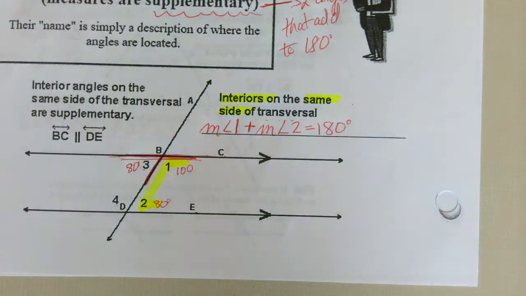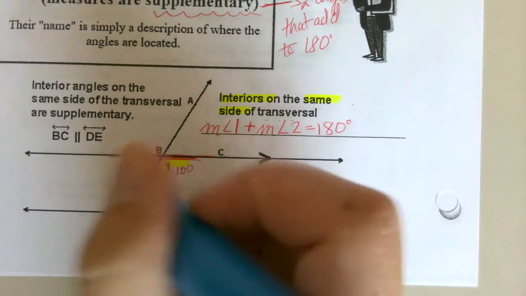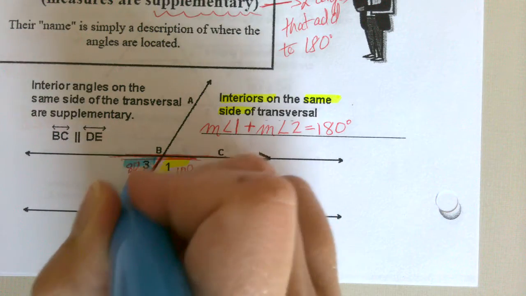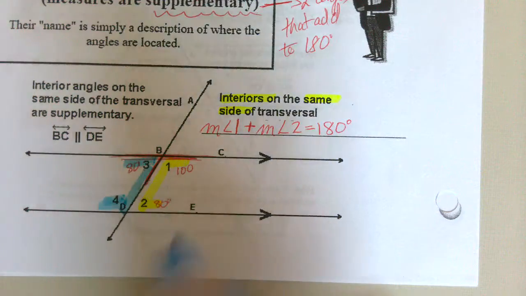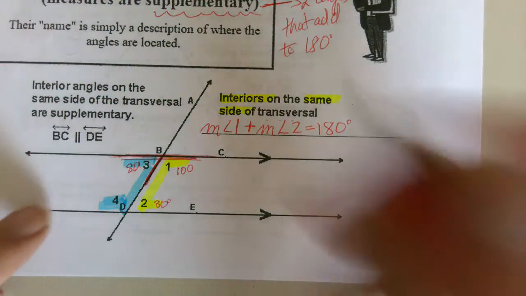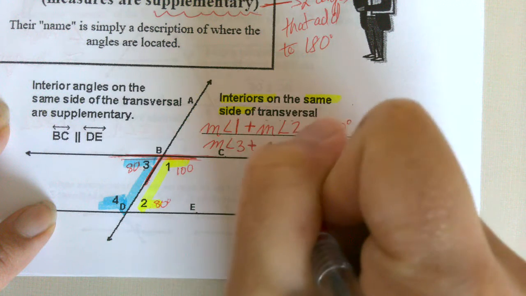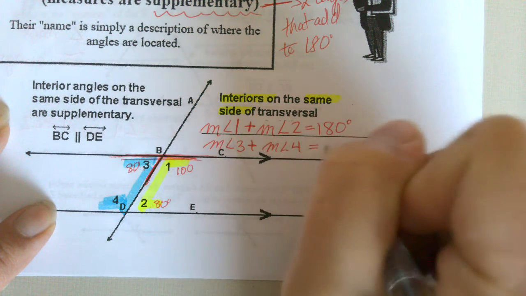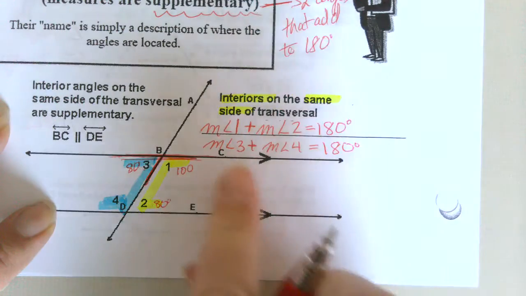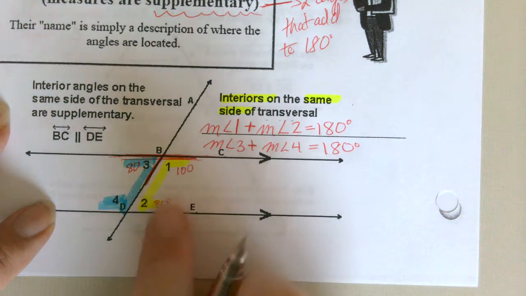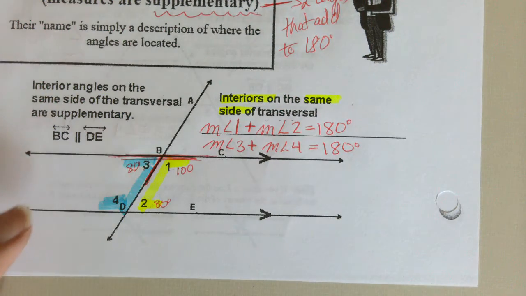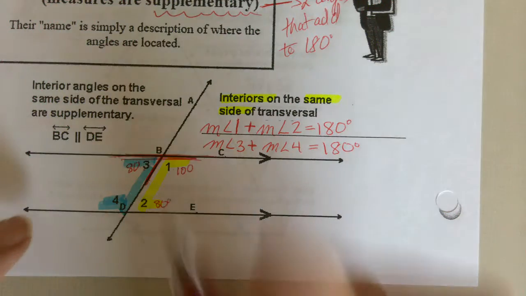What other same side or consecutive interiors do you have? You have angle 3 and angle 4, don't you? So these two, the measure of angle 3 plus the measure of angle 4 is 180 degrees. And I feel like this rule with 180, we always forget it because everything else is equal. Now, this works, doesn't it?